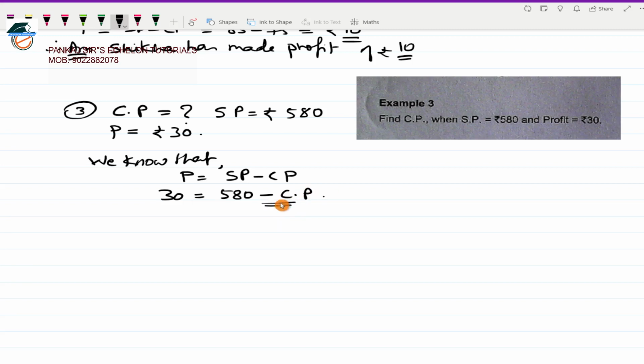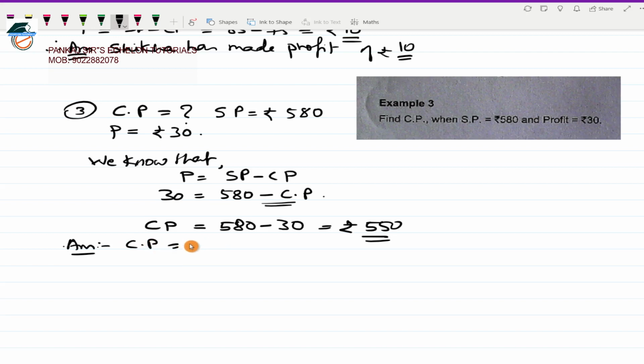Now I want to find out the cost price, so I will make this CP the subject. It has a negative sign over here, so I'll bring it to the left hand side, so it will become plus CP. This will be equal to 580, I'm keeping here only, and this 30 I'll bring to this side, so it will become minus 30. Now this will give me CP. CP is equal to 580 minus 30, which is 550. So rupees 550 is the cost price. The answer is: cost price is equal to rupees 550.